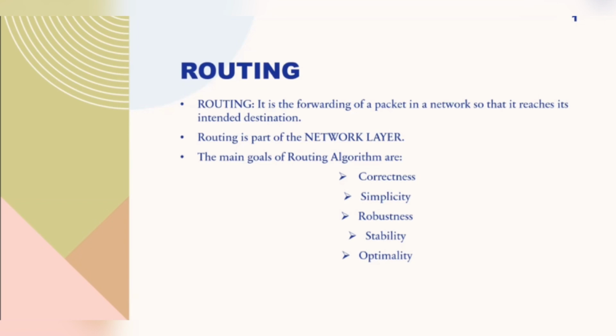The main goals of a routing algorithm are correctness, that means it should be done correctly. Simplicity, that is it should be done in a simple manner. Robustness, that is it should have the ability to withstand system overheads. Stability, that means it should be stable under all circumstances. And it should be optimal in terms of throughput and minimizing packet delays.